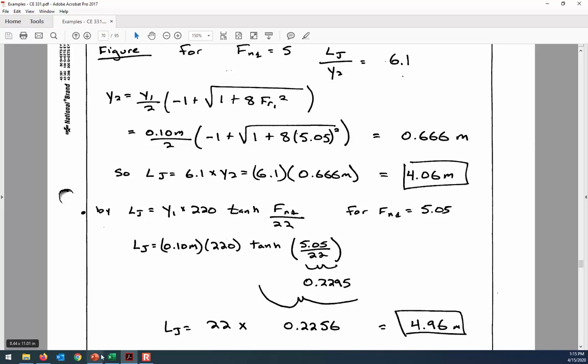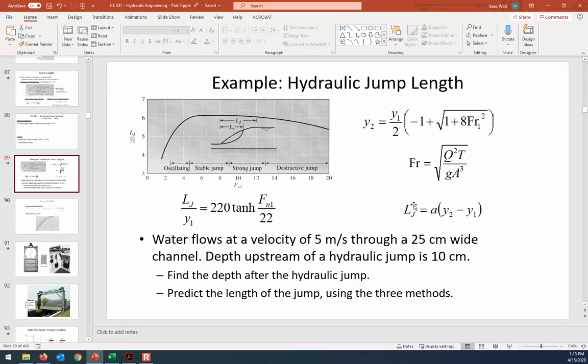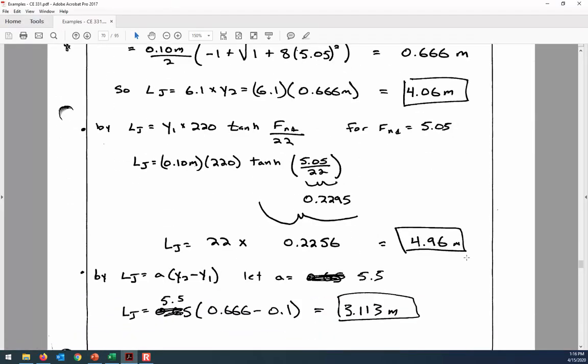If we use the third method for this estimation, where we're assuming A equals 5.5, this is the simplest of them all. So simple our book didn't even give this one a name. It just said another method for predicting the length of a hydraulic jump. So 5.5 multiplied by the difference in depths. And so that one would predict a length of the jump of 3.1 meters. So that's kind of a spectrum of the estimates from about 3 meters up to possibly as much as 5 meters, with our midpoint value being approximately 4 meters of length.